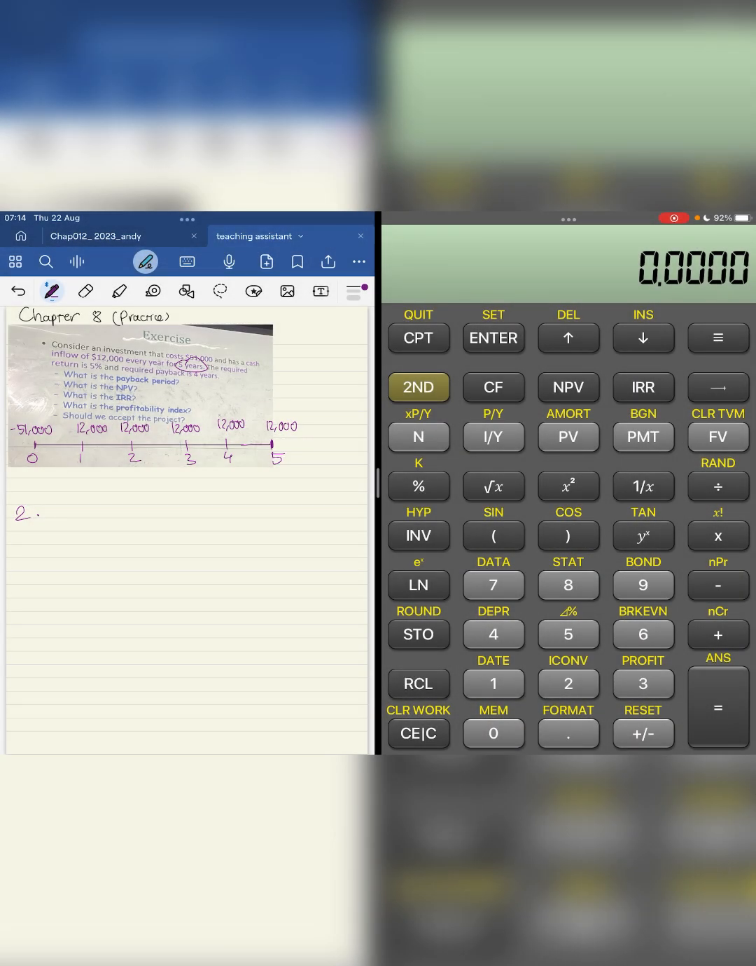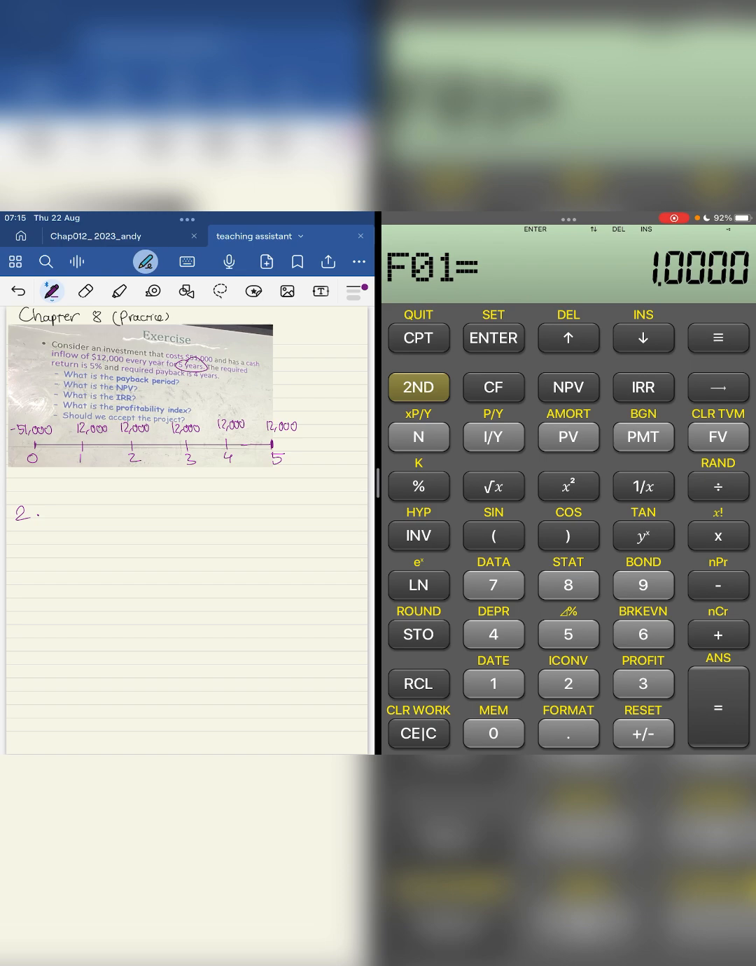Moving on to the next question. What is the NPV? I highly suggest you guys use the BA calculator in order to calculate the NPV. The first step is to press the CF in order to activate the cash flow function. The CF0 will be minus 51,000. Enter, go down. Cash flow 1 will be equal to 12,000. Enter, go down. Here, what is the frequency?